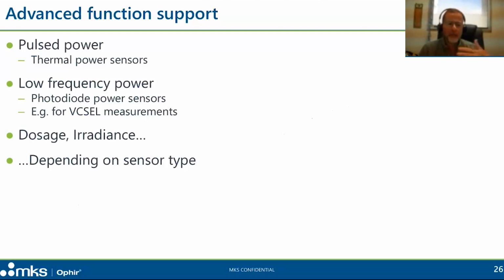Dosage, irradiance, a whole bunch of different advanced functions depending on the particular type of sensor that we're talking about and what it's used for. So these are just a few examples. All of these are supported by the Juno RS and by those other virtual meters that I said support all our advanced functions. The older generation, like the Pulsar, has some limitations. Again, not going to get into all of them now. There's no point, but we have that compatibility table next to it.